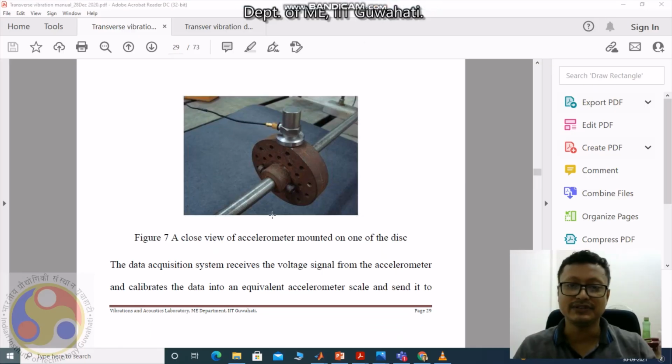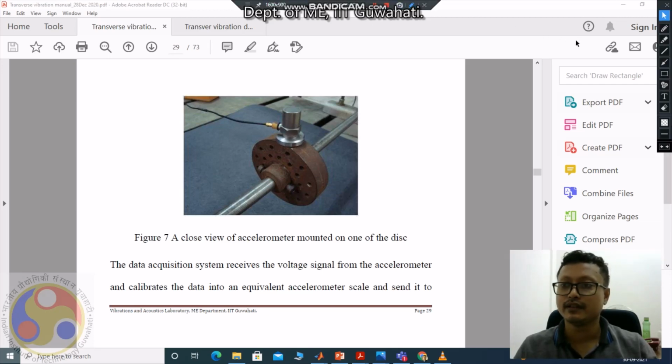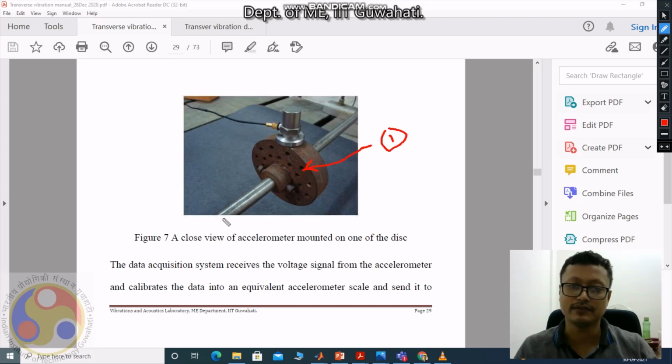So they already told you this is the mass of this system. In the first condition there are two masses. So in 2 degree of freedom, there are two masses like this. This is mass number one, and another will be here, but it is not showing in the figure. So now quickly go to the experiment.